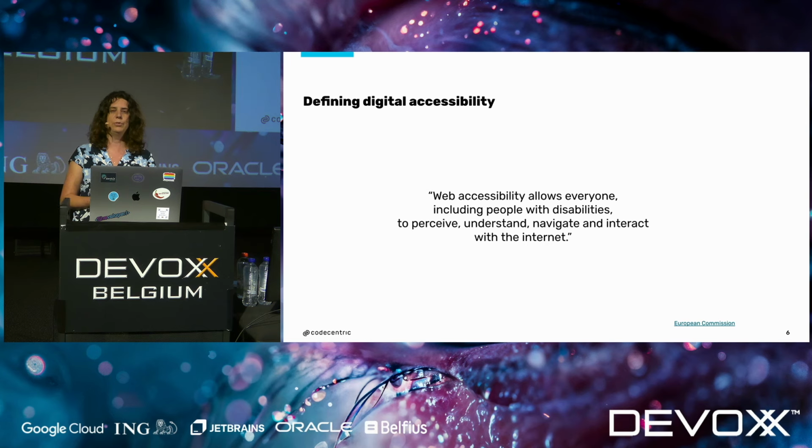This is the definition from the European Commission. I'm going to read it to you. Web accessibility allows everyone, including people with disabilities, to perceive, understand, navigate, and interact with the internet. So in other words, accessibility is for everyone.